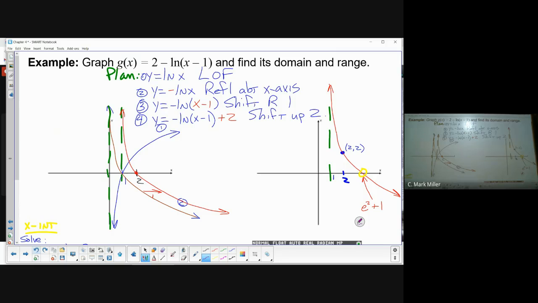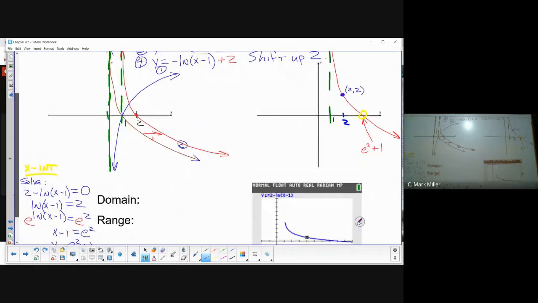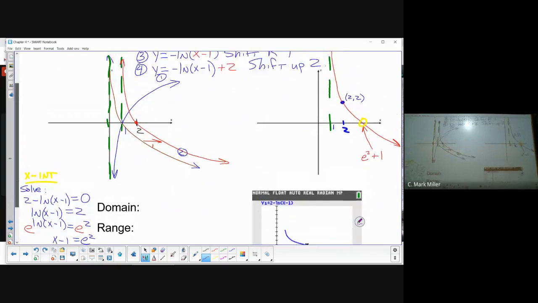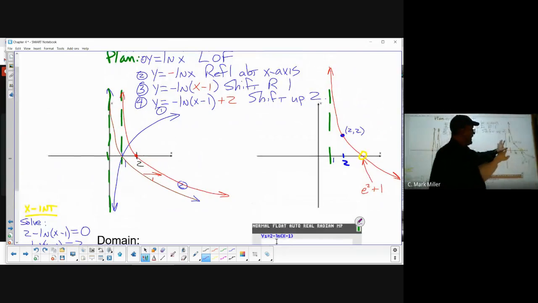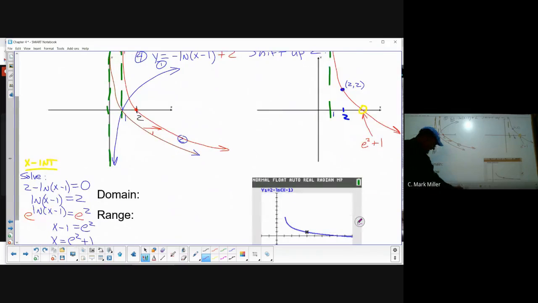Okay. Range and domain. What is the domain? Domain is everything x can be. So you go here on your graph on the right. What can x be? Strictly bigger than 1. So the domain is 1 to infinity. What can y be? Look on the graph. What values of y are represented on your graph? All the way to plus infinity, all the way down to minus infinity.